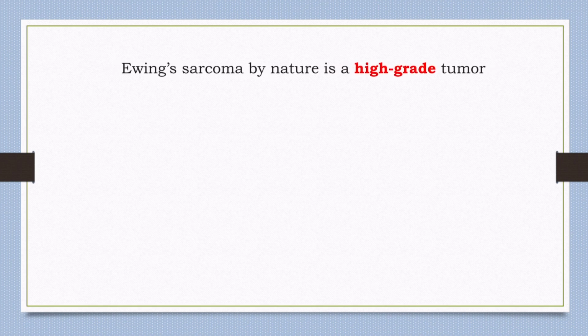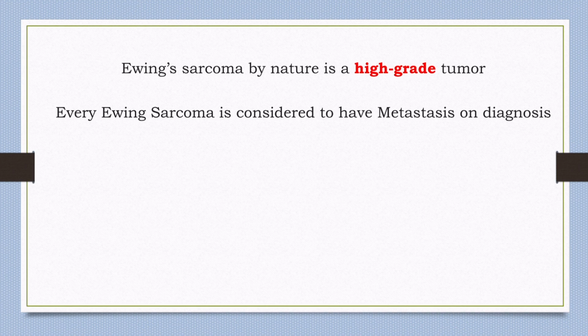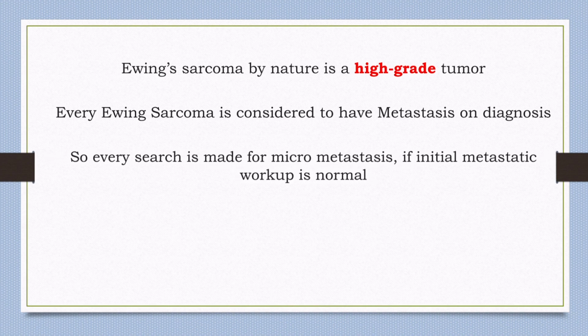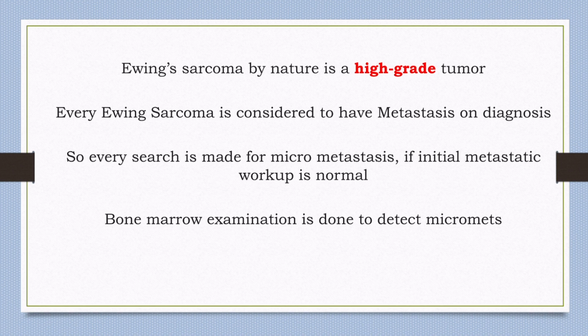Ewing sarcoma by nature is a high-grade tumor and is considered to have mets at time of diagnosis, so every effort is made to detect micromets if imaging is negative. Traditionally, this has been achieved by performing either a unilateral or bilateral bone marrow biopsy or aspiration looking for malignant cells. There is little evidence to suggest the utility of this, and its use is somewhat institution-dependent.